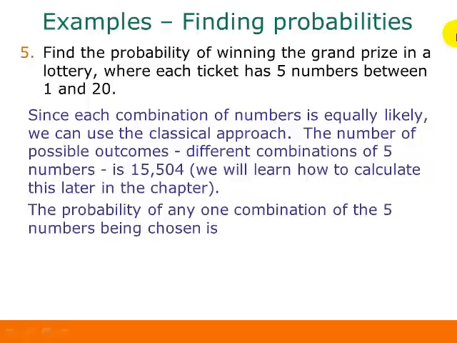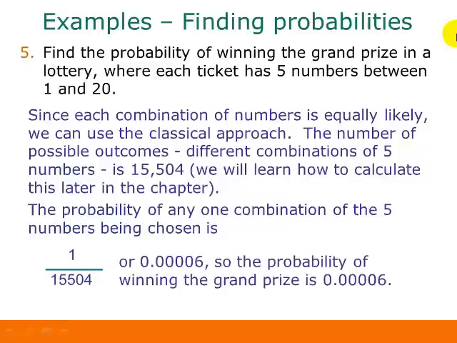The probability of any one combination of the 5 numbers being chosen is 1 out of 15,504. So out of all those different combinations, if we're going to choose 1 out of all of those, then the probability of choosing that one is just 1 divided by our total number of possibilities. If we divide this, we get 0.00006. So the probability of winning the grand prize in this lottery would be 0.00006.